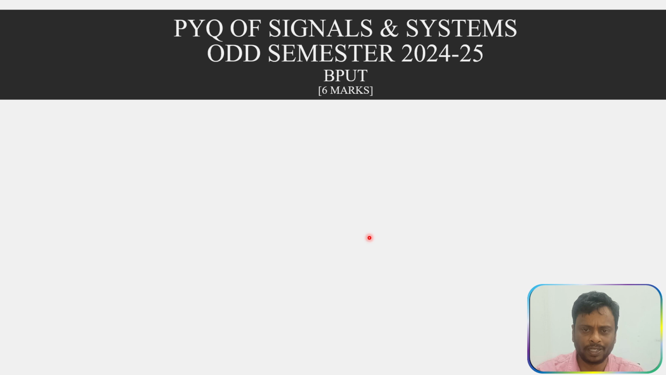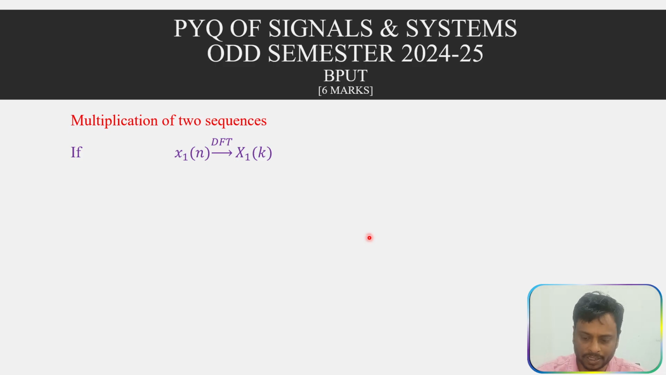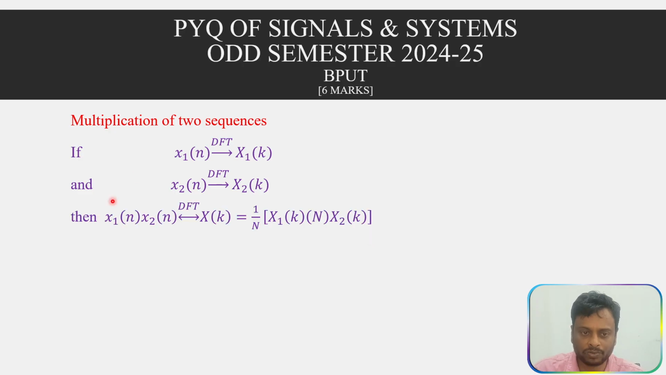So we can write at least 4. This is the multiplication of two sequences. The x1 of n, the DFT is x1 of k. x2 of n, the DFT is x2 of k. Then you can multiply x1 of n into x2 of n. Then the DFT will be 1 upon n x1 of k, a circular convolution with x2 of k. This is the property.